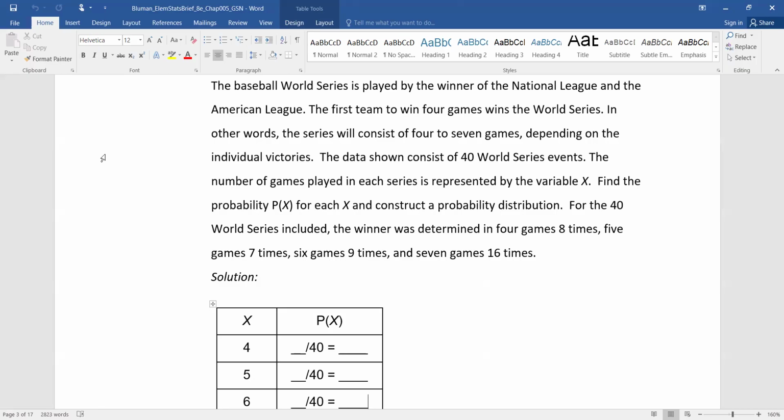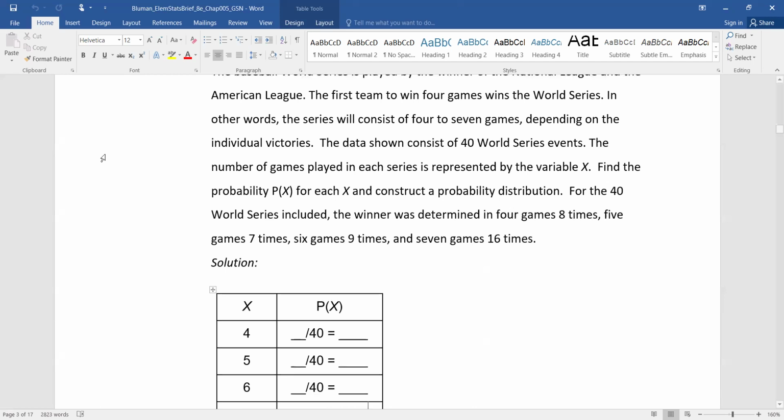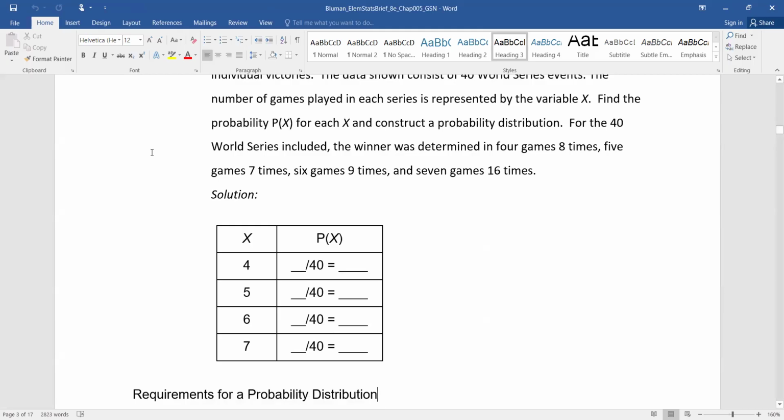So we're going to find the probability, P of X, of how many games in the World Series for each X, and construct a probability distribution for the 40 World Series. The winner was determined in 4 games 8 times, 5 games 7 times, 6 games 9 times. In the last 40 years, the series went to 7 games 16 times.